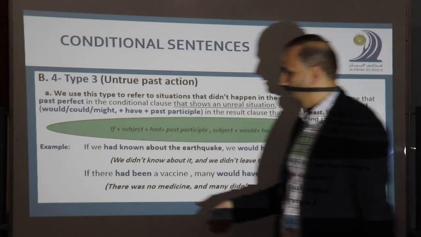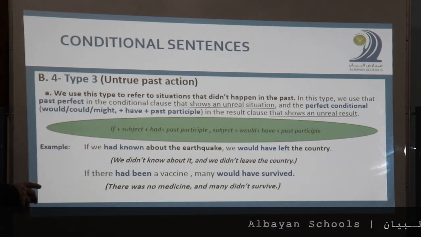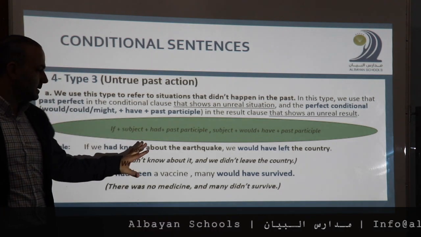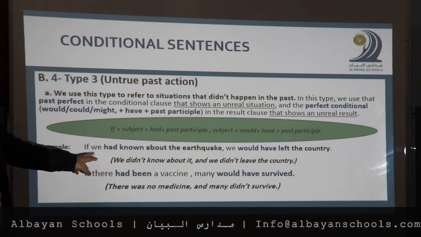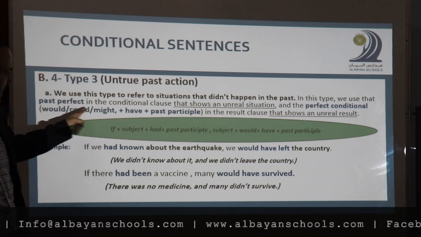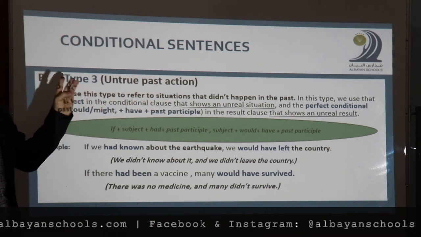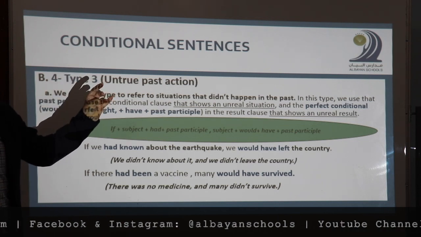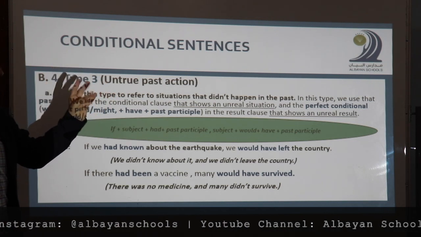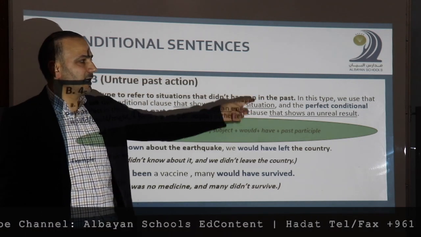Just imagine that you are in a zone that an earthquake really hit. So imagine the effects. If we had known about the earthquake, we would have left. Look please, that's it. So a situation that didn't happen. I didn't know and I didn't leave. Both actions didn't happen in the past. So we call it an unreal situation that didn't happen.